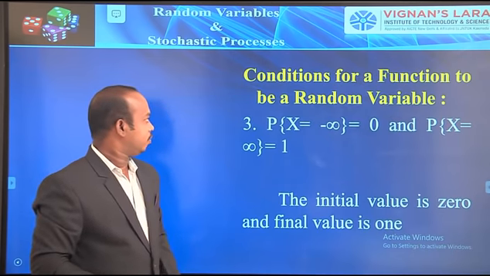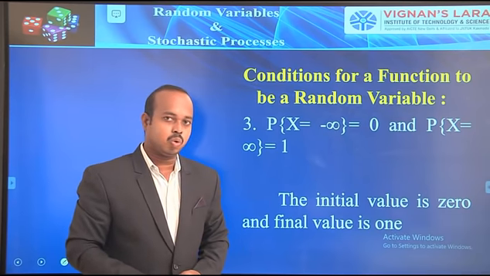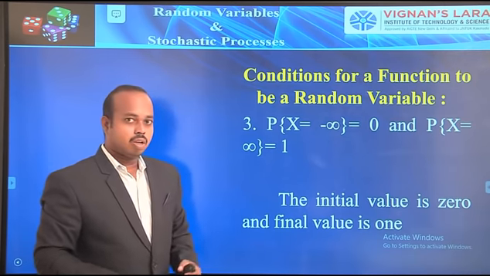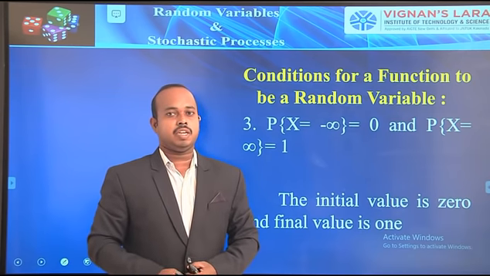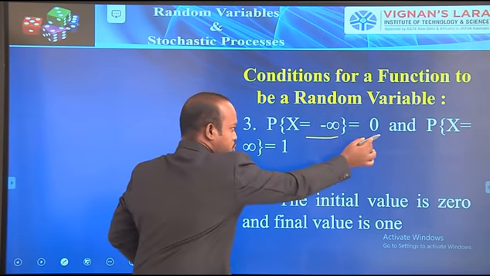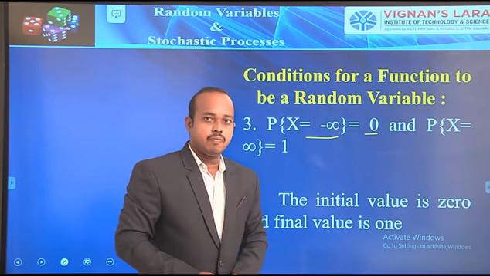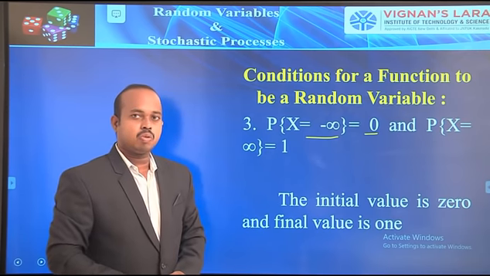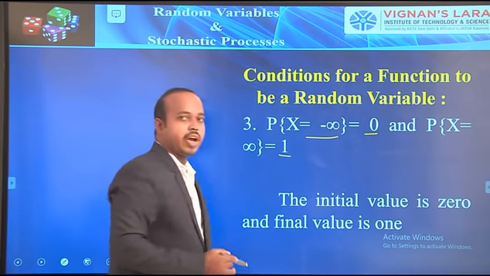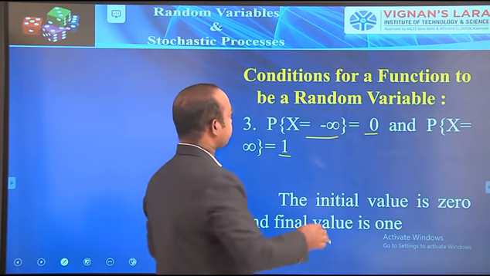Coming to the third condition. The third condition is that the probability at minus infinity is 0 and the probability at plus infinity is 1. According to this condition, there are no values below minus infinity. That's why you can apply the probability at minus infinity, and the value goes to 0. If you take the x value as infinity, there are no values beyond infinity. That's why the final value in probability theory, according to Kolmogorov's axioms, is 1.